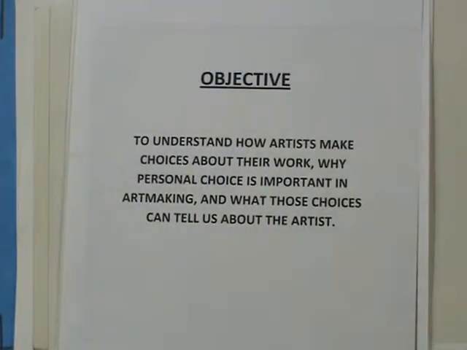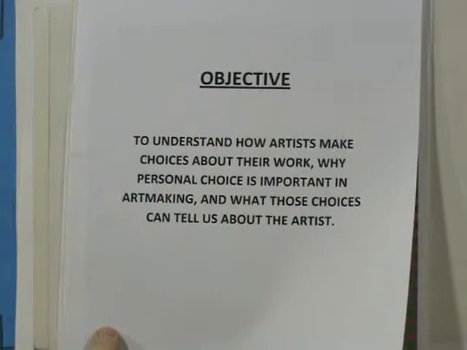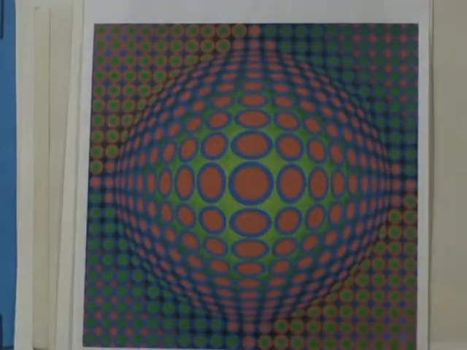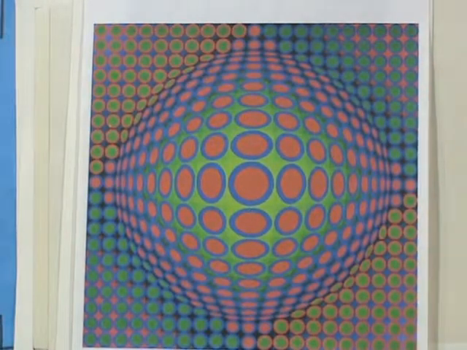Our objective is to understand how artists make choices about their work, why personal choices are important in art making, and what those choices can tell us about the artist. So today we're going to look at art based on optical illusion. So of course we have to go over what is optical illusion, and it's something that plays tricks on your eyes. And the artist that pretty much started it all was Victor Vasarely.